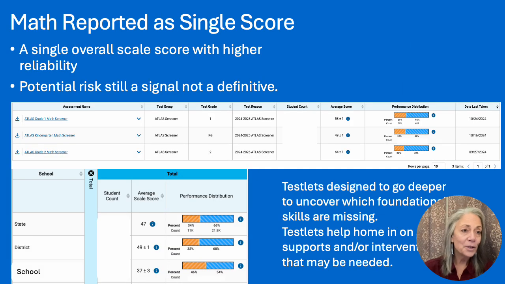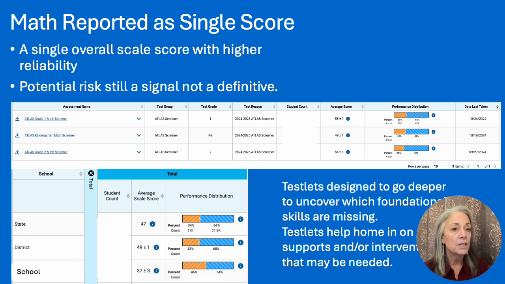A few other critical differences are that math is reported as a single score. It's not reporting categories. Literacy had reporting categories. In math, it's all of the items together in the screener reported as a single score. So that overall scale score has a higher reliability. So that determination at the cut, whether a student is above and below the cut, can be determined within the range that you're given in your scores.